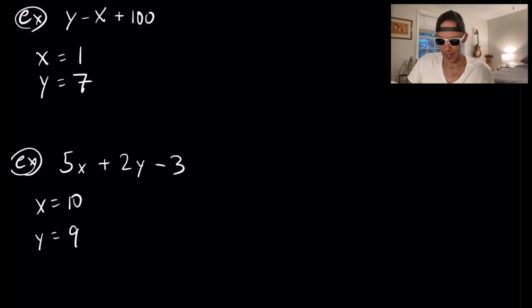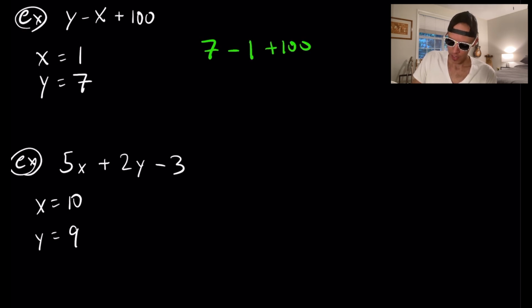All right, y minus x plus 100. So we just plug and chug. I'm going to plug in 7 for y, minus 1 for x, plus 100. And then you just use your order of operations rules. Just go watch my videos on that if you don't know those. So we're going to go left to right because all we got is subtraction and addition. So we'll have 6 plus 100, which is 106.